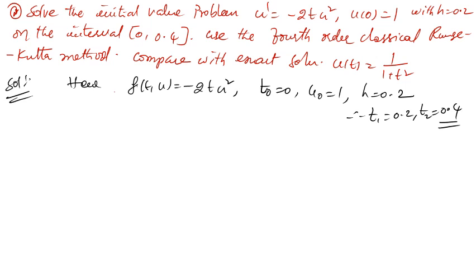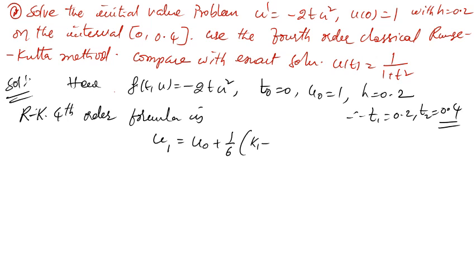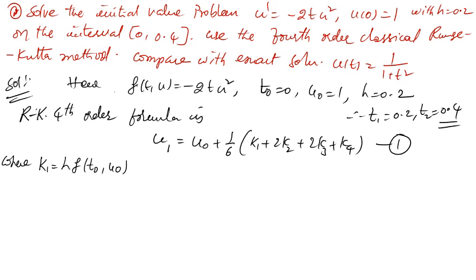Okay, now first let us write the Runge Kutta formula. The Runge Kutta fourth order formula is u1 equals u0 plus 1 by 6 into k1 plus 2k2 plus 2k3 plus k4. I'm substituting j equals to 0 directly in the formula. So for u1, where k1 equal to h into f of t naught comma u naught. So 0.2 into minus 2 t naught u naught square, that is t naught is 0.